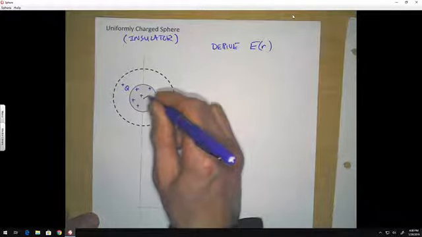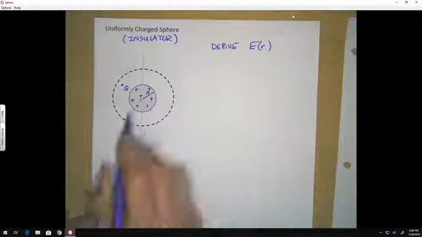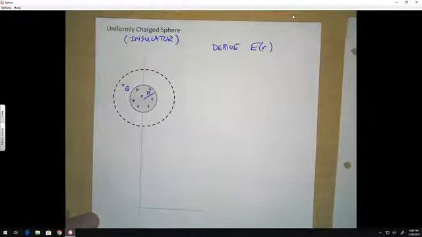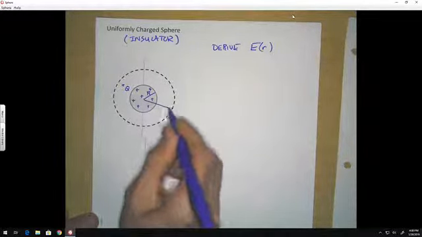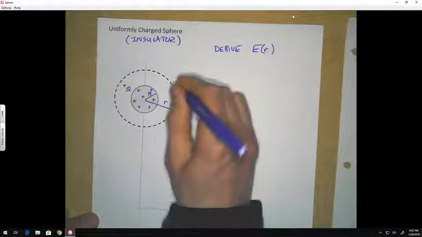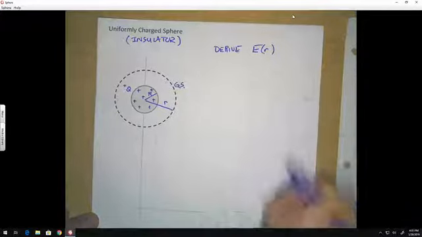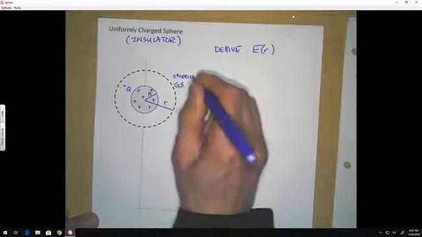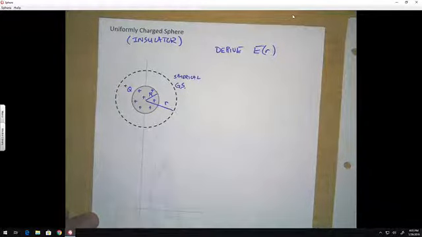Let's make the radius of the insulator equal to capital R, and let's have a radius for our Gaussian surface, which is equal to lowercase r. And again, we have a Gaussian surface which is spherical, and so I'll represent that as a circle here.